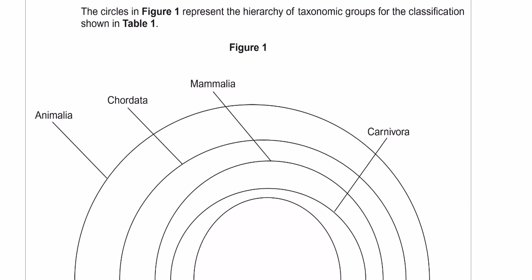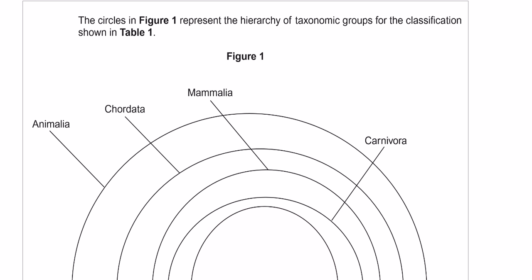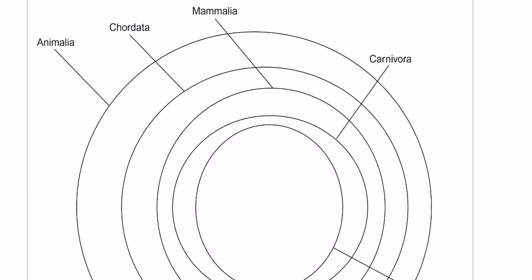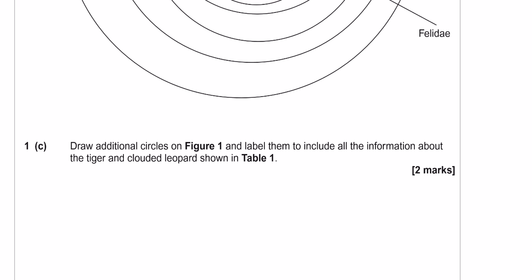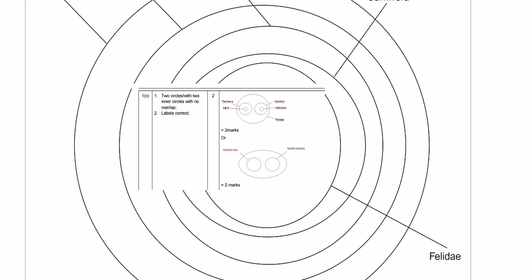Okay, information for the next question is so large it doesn't fit on my screen, so you'll have to look at your exam paper. But it does tell you the circles represent the hierarchy of taxonomic groups for the classification shown in Table 1, and then it says draw additional circles on Figure 1 and label them to include all the information about the tiger and clouded leopard shown in Table 1. So you got 2 marks, so that's basically the additional circles and the labels.